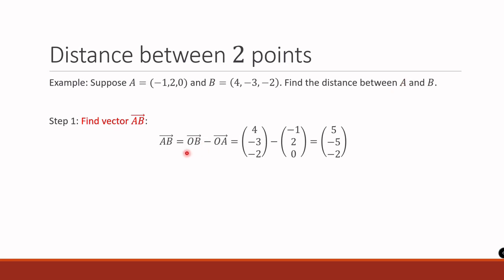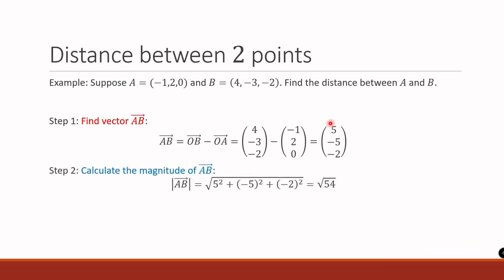I can use the position vector formula, OB minus OA, and I get this. And then I can calculate the magnitude of this new vector AB, and this will represent the distance between point A and B. That's it. So this is the method to find the distance between 2 points.